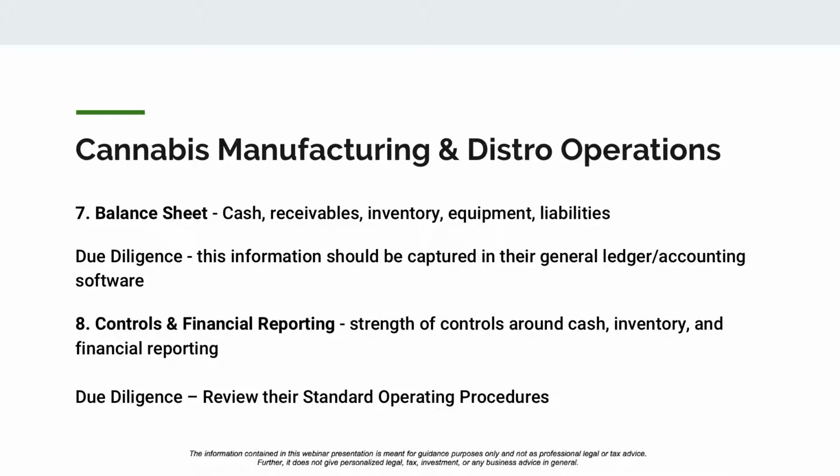As far as inventory, who has access to the inventory? How often do they count the inventory? How often does that inventory turn around? All these items, again, are an indication of how good or how bad their controls are. And that pretty much completes the key business assumptions for manufacturing and distro operations.